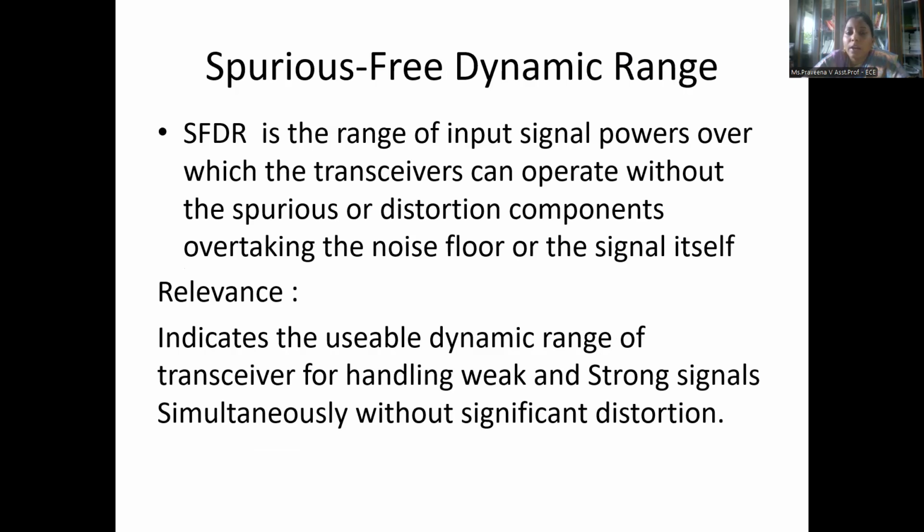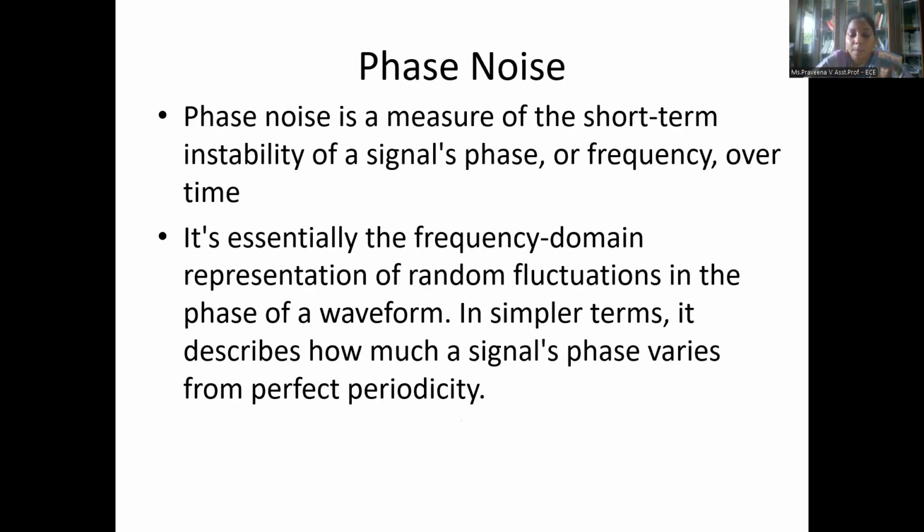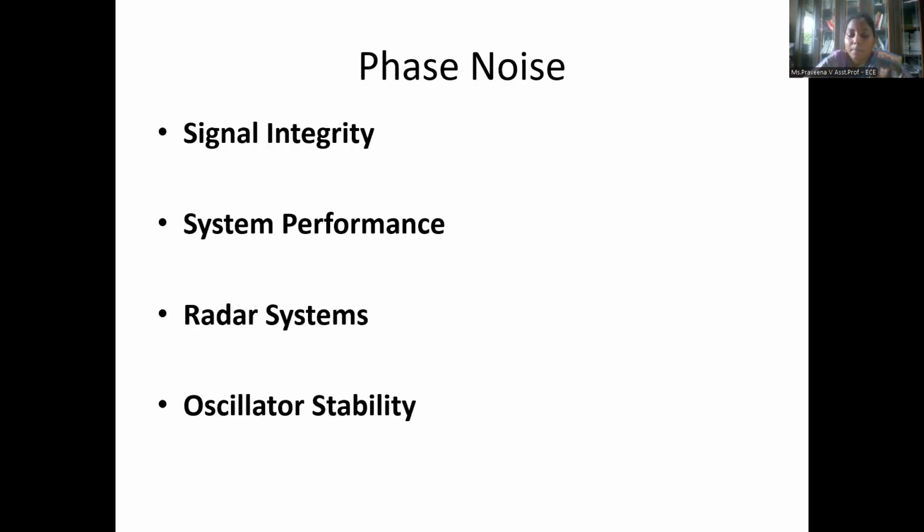So next is spurious-free dynamic range, that is SFDR. It is the range of input signal powers over which a transceiver can operate without the spurs exceeding the noise floor or the desired signal. It indicates the dynamic range of the transceiver and its ability to handle both weak and strong signals simultaneously without any distortion. Next is phase noise. Phase noise is a measure of the short term instability of a signal's phase or frequency over time.